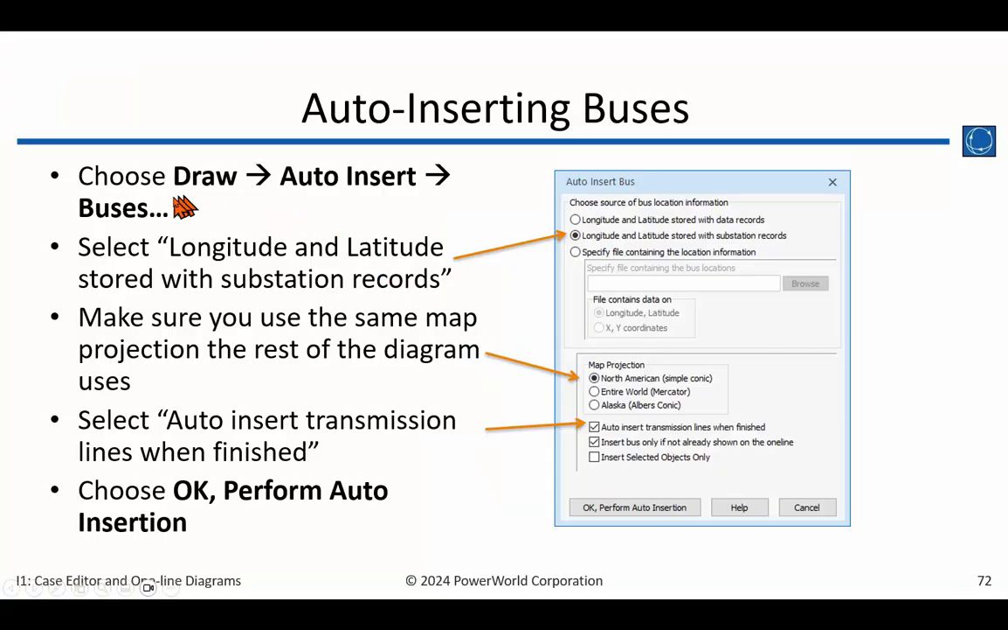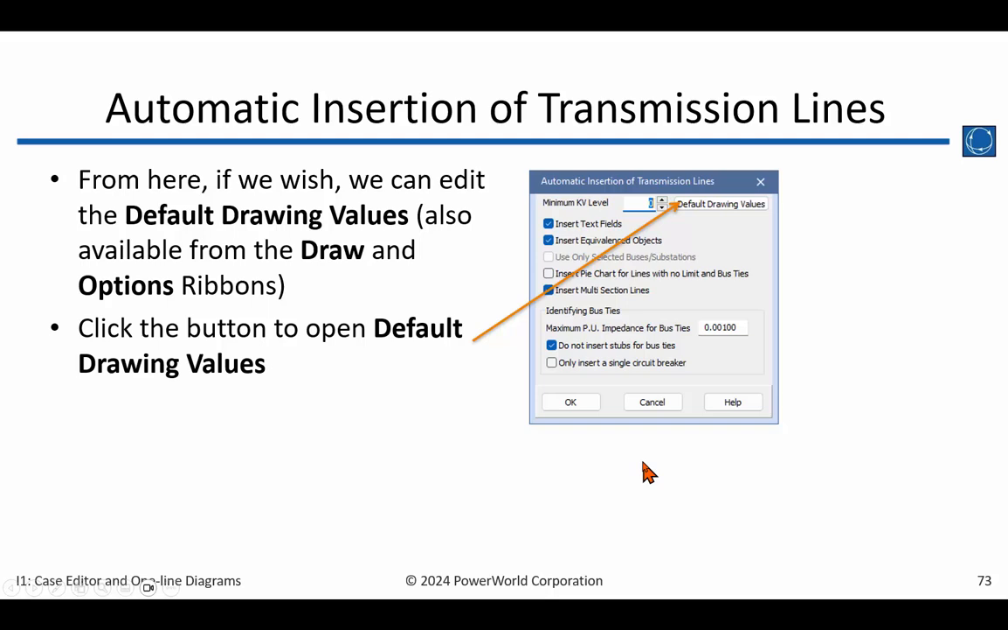And back on the slides, the features of that auto insert bus dialog are shown here. This is basically what we did to perform the auto insertion. And then if you choose to automatically insert the transmission lines, the dialog for that will pop up later, and you can choose the options that you want there. We can also edit the default drawing values directly from this, and we'll take a look at that tool next.